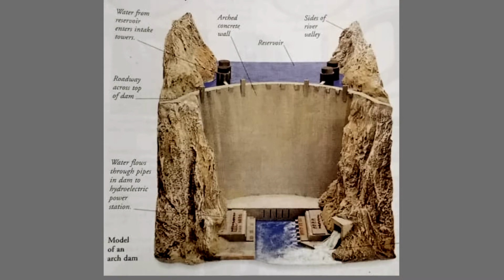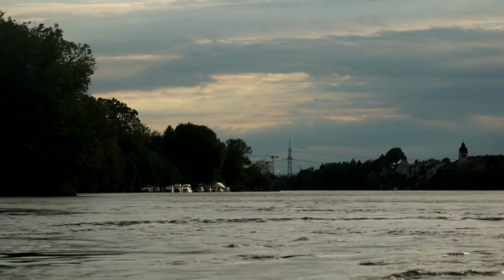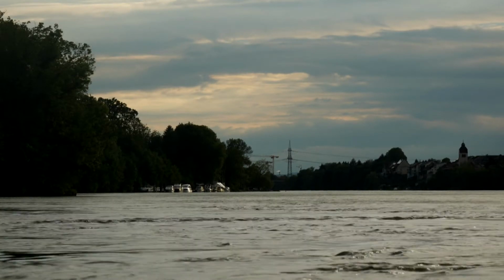This model shows an arch dam that creates a reservoir for supplying water and electricity to nearby towns and cities. The dam is made of thin concrete strengthened by thousands of steel bars. Water flowing through pipes in the dam drives electricity generators in the hydroelectric power station at the foot of the dam. On large rivers, dams help prevent flooding by holding back surges of flood water and releasing them downstream slowly.